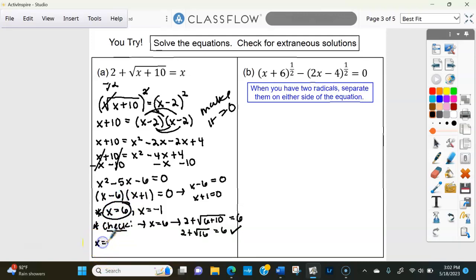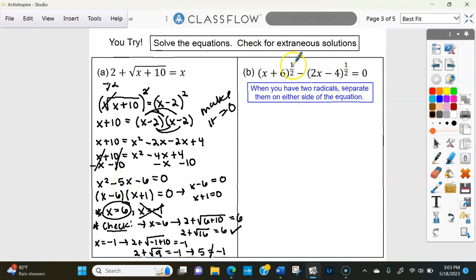Now I'm going to plug in x equals negative 1. So 2 plus the square root of negative 1 plus 10 equals x, which is negative 1. We get here 2 plus the square root of 9 equals negative 1. The square root of 9 is 3. Plus 2, we get 5. And 5 does not equal negative 1. That means that x equals negative 1 is an extraneous solution, and we basically discard it. Just throw it away. It's not an answer. The only solution here is x equals 6.